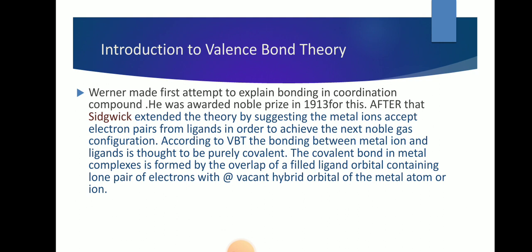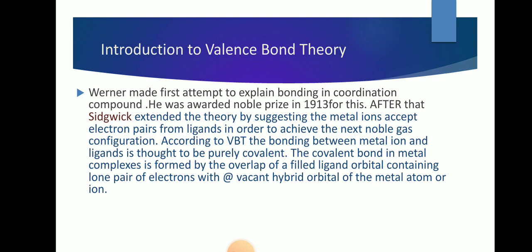Before valence bond theory, there were two scientists, Werner and Sidgwick, who tried to explain bonding in coordination compound. Werner made the first attempt to explain bonding in coordination compound. He was awarded the Nobel Prize in 1913 for this. After that, Sidgwick extended the theory by suggesting that metal ions accept electron pair from ligand in order to achieve the next noble gas configuration.